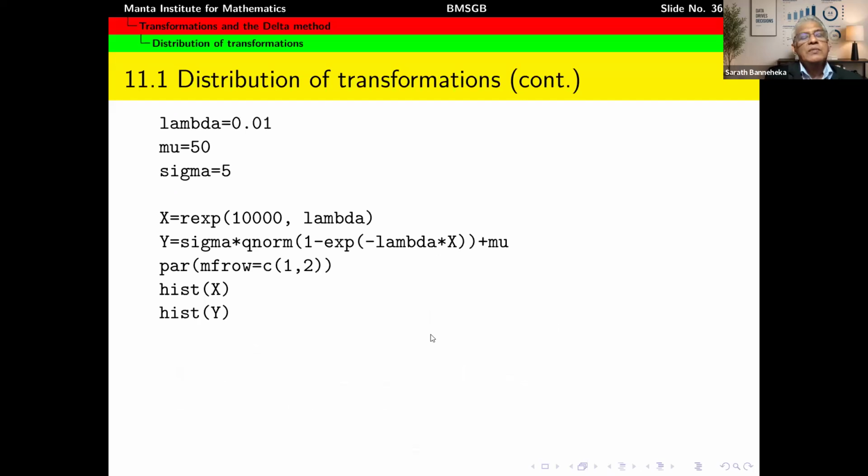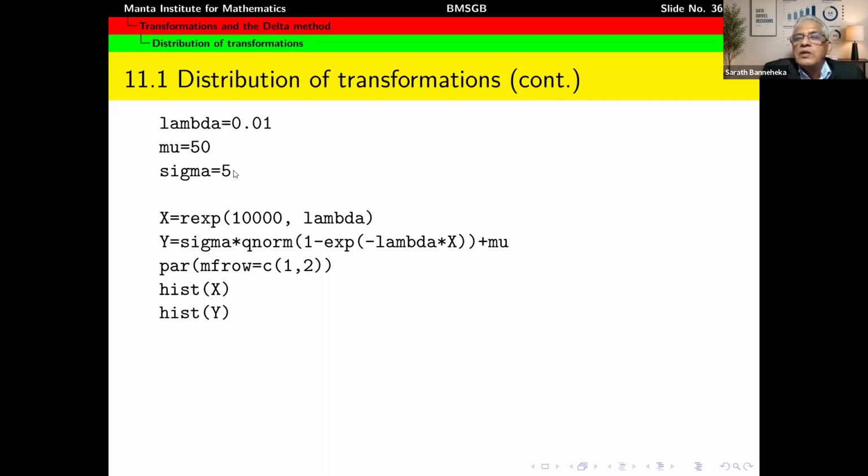So let's write down an R program and generate some data according to this transformation and see whether the exponential data actually transforms into a normal distribution. So what I'm going to do is consider a particular lambda here. I'm going to take lambda equal to 0.1. I will generate some data from an exponential distribution with lambda equal to 0.1 first. And then finally, I want to convert all those observations into normal data with mean, say, 50 and standard deviation 5, right?